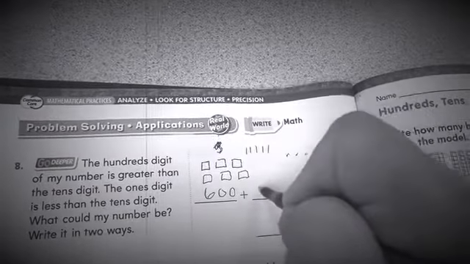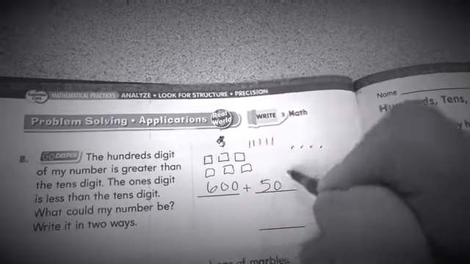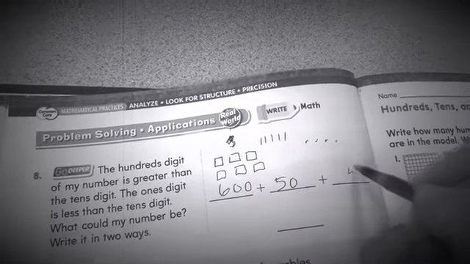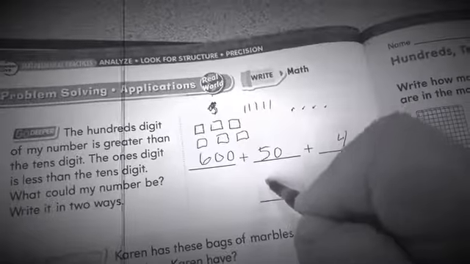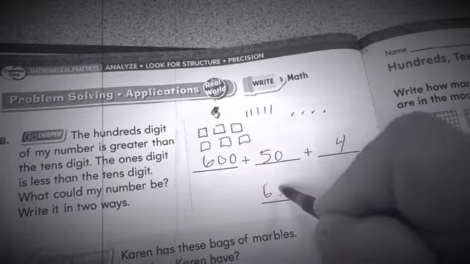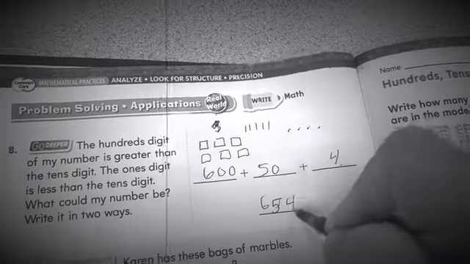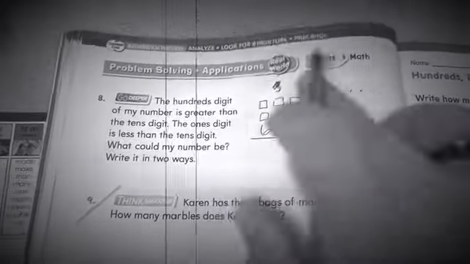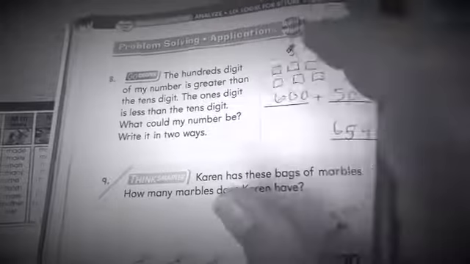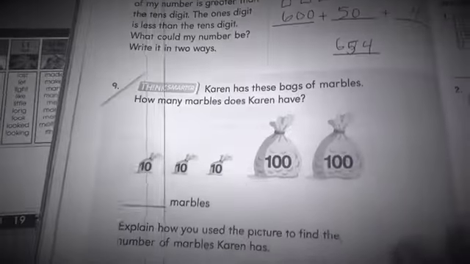5 tens is 50, and 4 ones. My answer became 650, 654. Again, didn't write that very clearly. Okay, but do something different than this. I think you can figure out another way of doing that.